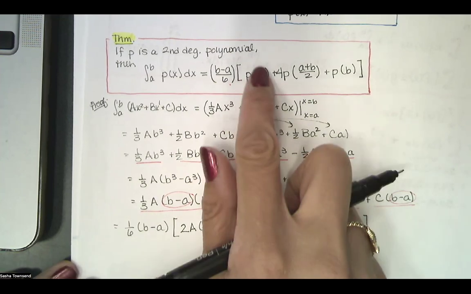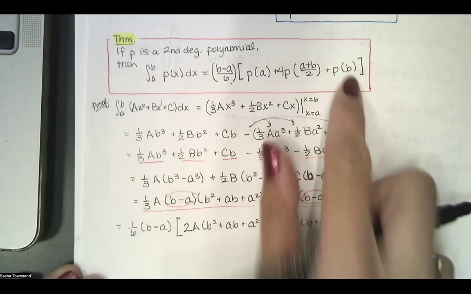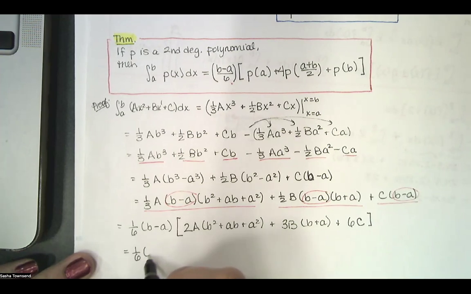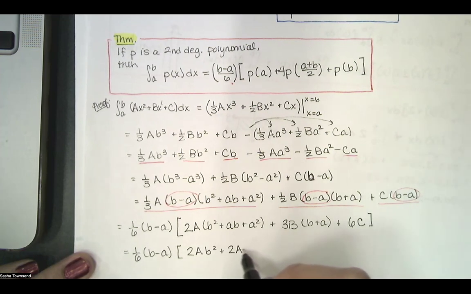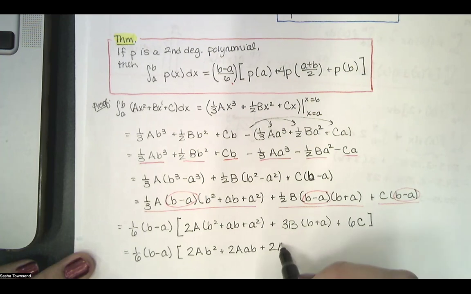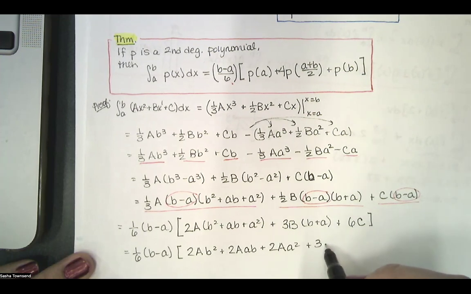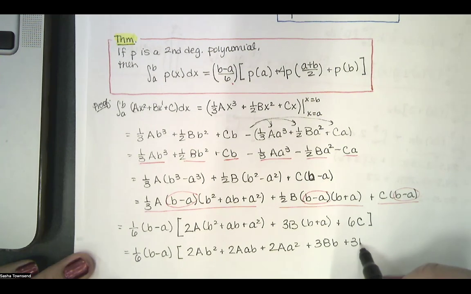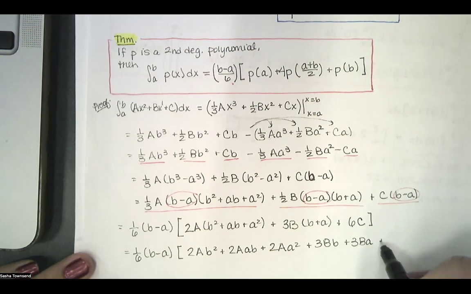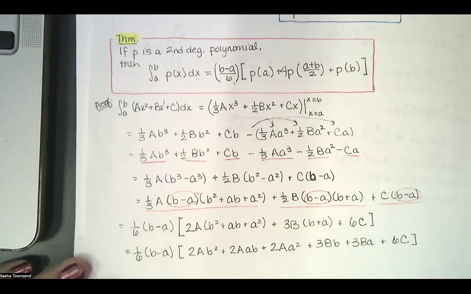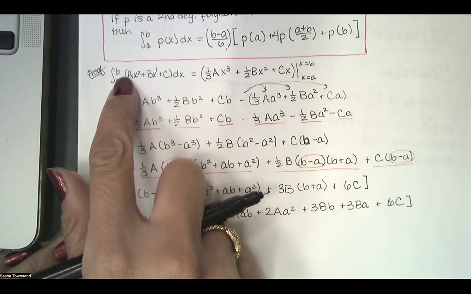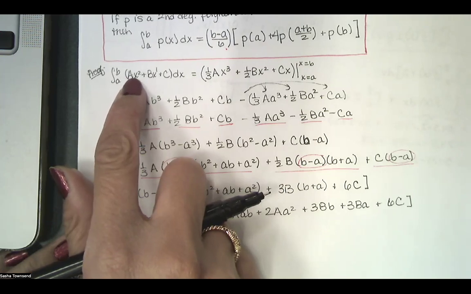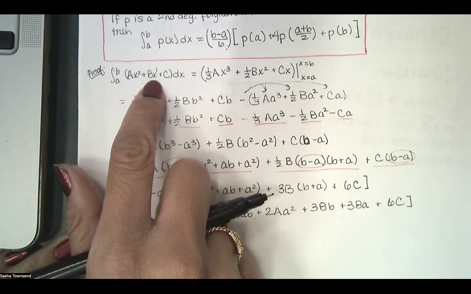And again, we're looking for the polynomial evaluated at A and the polynomial evaluated at B. So if I distribute, this is what I get. Got 2 capital A times b squared plus 2 capital A times AB plus 2 capital A times a squared plus 3 capital B times b plus 3 times capital B times lowercase a plus 6C. And the claim is there is a polynomial evaluated at A there. So I need a capital A times lowercase a squared plus capital B times lowercase a plus C.